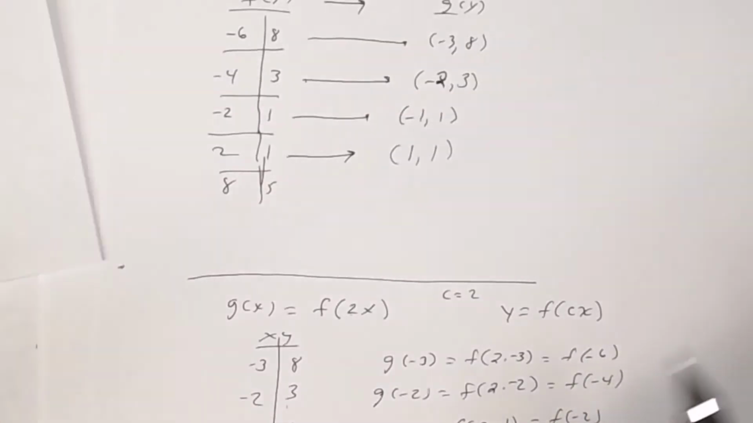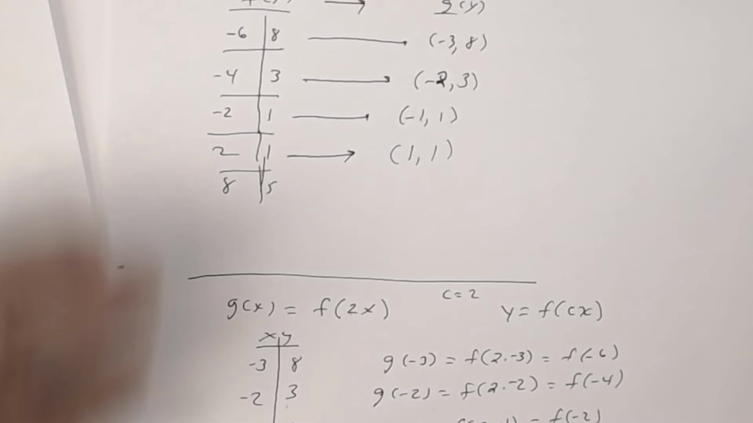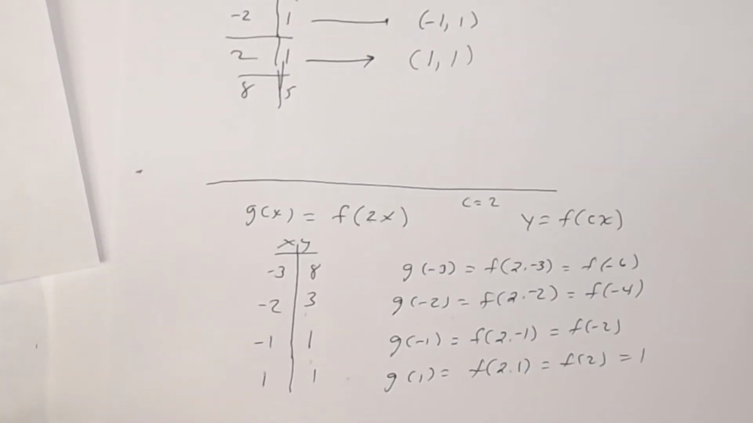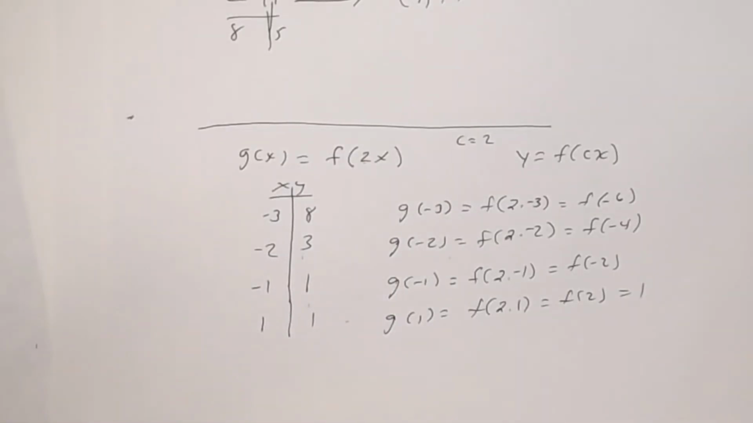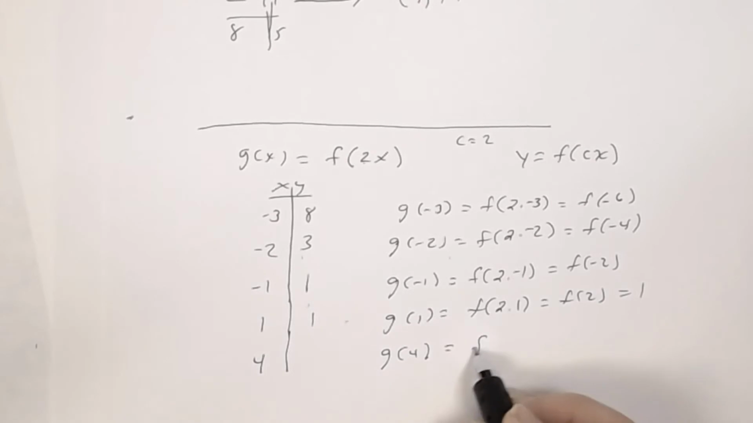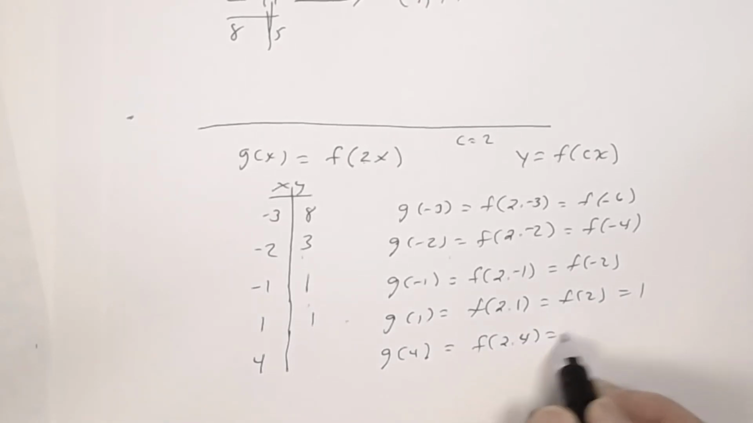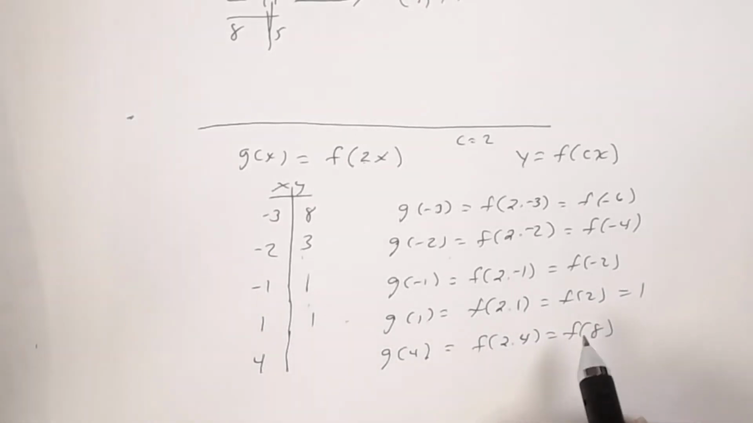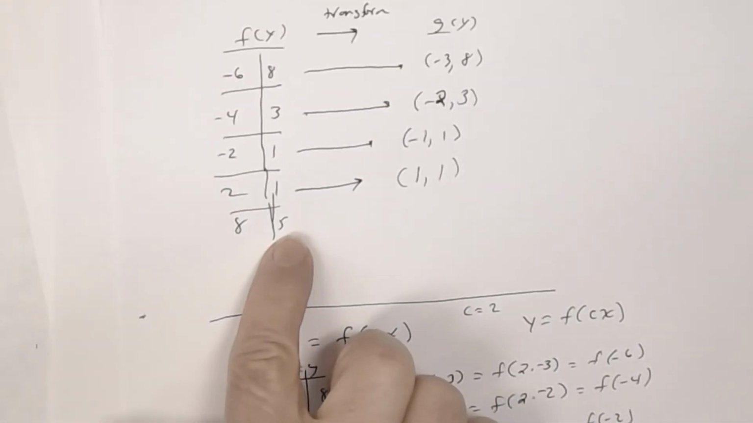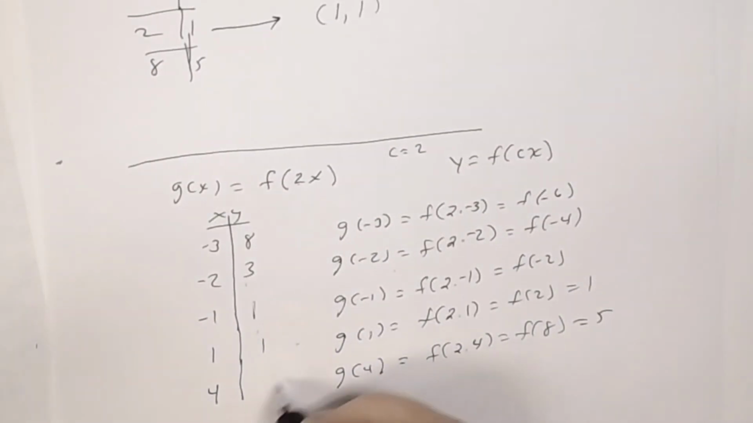Okay. Now, so we did x is 1. Now, okay, so let's do 4. If x is 4 right here, I want to find g of 4. Well, g of 4 will be f of 2 times 4, so that's f of 8. And do I know what f of 8 is? Yep, f of 8, remember, is 5, right? F of 8 is 5. So that means this right here is going to equal 5.